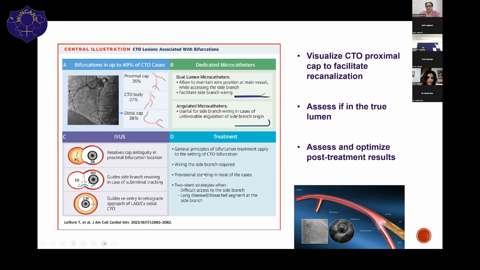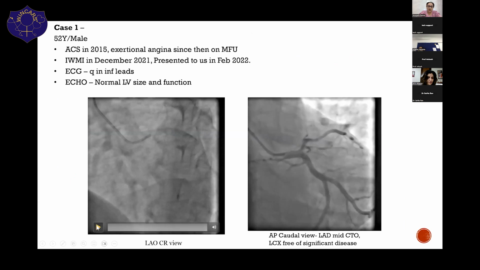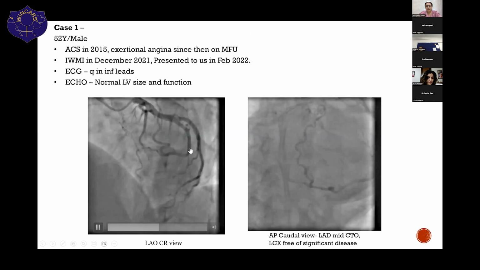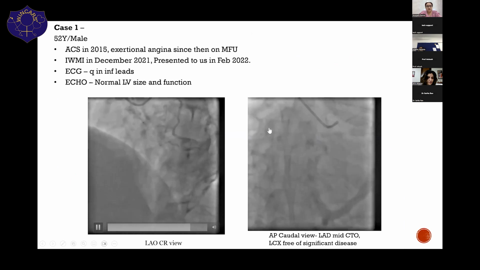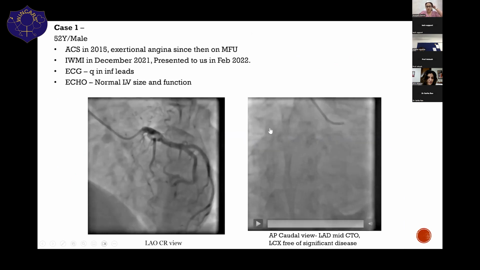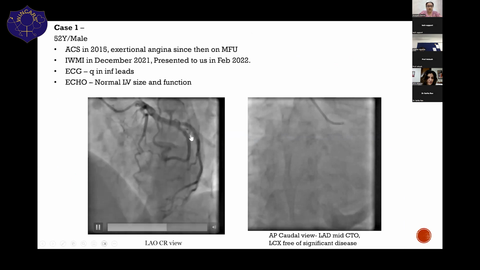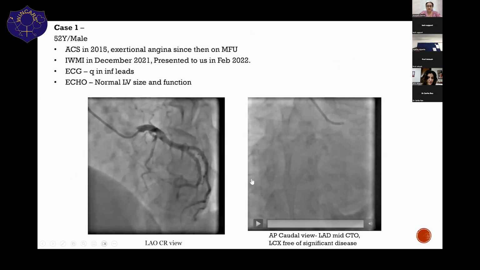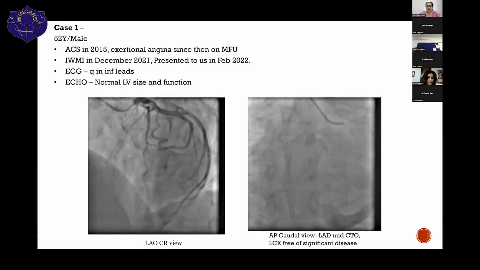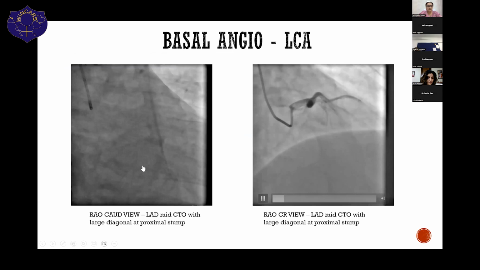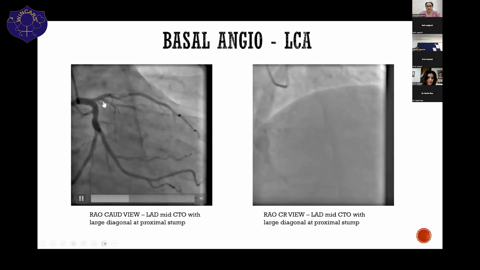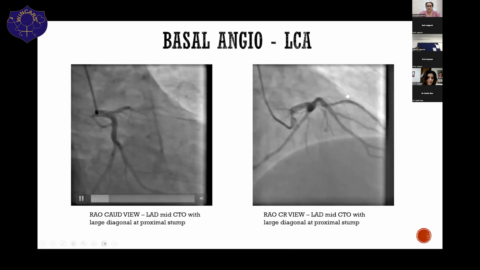So, a few cases which I have done with CTO with IVUS. This is a case I think we have shown earlier also, but just to show how IVUS helps. This is a 52-year-old gentleman. He had an inferior MI in 2015 and presented to us in February 22. If you see his angiogram, the left main was normal, LCX was normal, and there was a big ramus-like diagonal coming in the proximal part, and post-diagonal, the LAD was totally occluded. So the stump was not visualized.